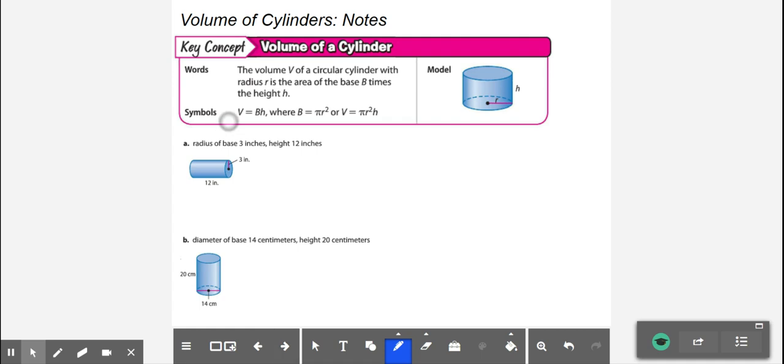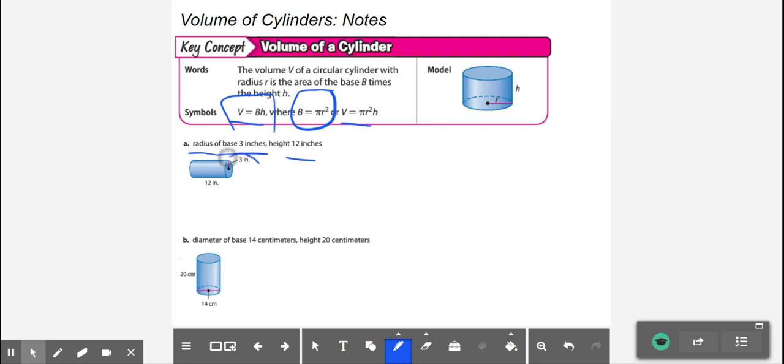On our notes here, we have two formulas. Volume equals big B times H, and volume equals pi r squared H. We also see that big B equals pi r squared. So these formulas are actually the same, but this first one just shows a little bit more emphasis that we're using the area of the base. And that's useful because sometimes you're given the area of the base, and then you don't even need to use the radius. In our first example, we are given radius and height.